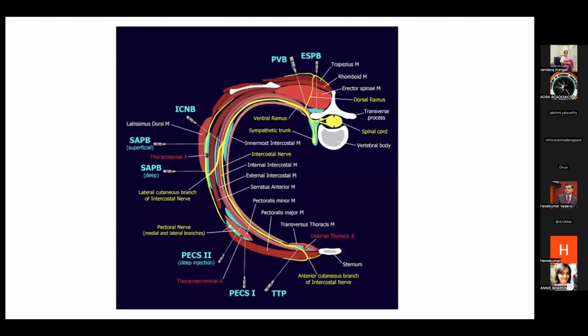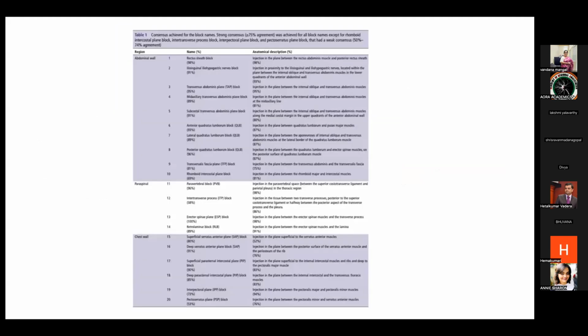So the fascial plane which we are targeting for these surgeries, this is from the Delphi consensus. From the Delphi consensus, in the chest wall blocks, here we have the superficial serratus anterior plane block. In this, the injection is in the plane superficial to the serratus anterior muscle. So this is a fascial plane block.